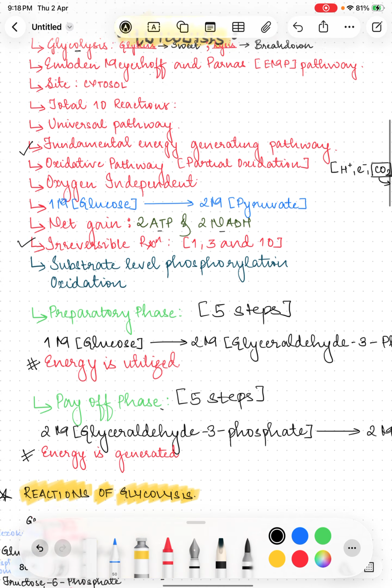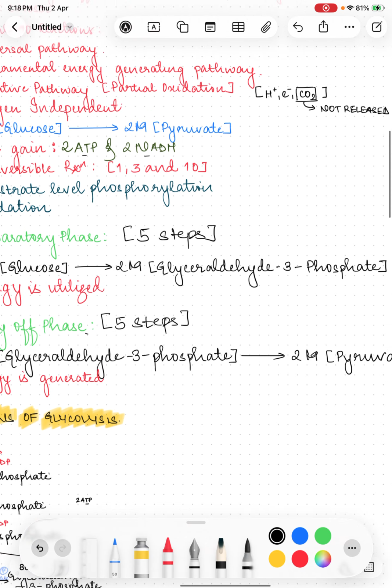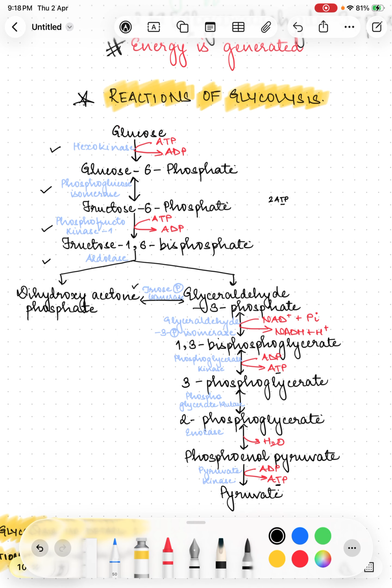So these 10-step reactions can be divided into the preparatory phase and the payoff phase. During the preparatory phase, energy is utilized, and one molecule of glucose gets converted into 2 molecules of glyceraldehyde 3-phosphate. During the payoff phase, energy is generated and 2 molecules of glyceraldehyde 3-phosphate get converted into 2 molecules of pyruvate. So let us look at this 10-step reaction and then we can study each of them one by one.